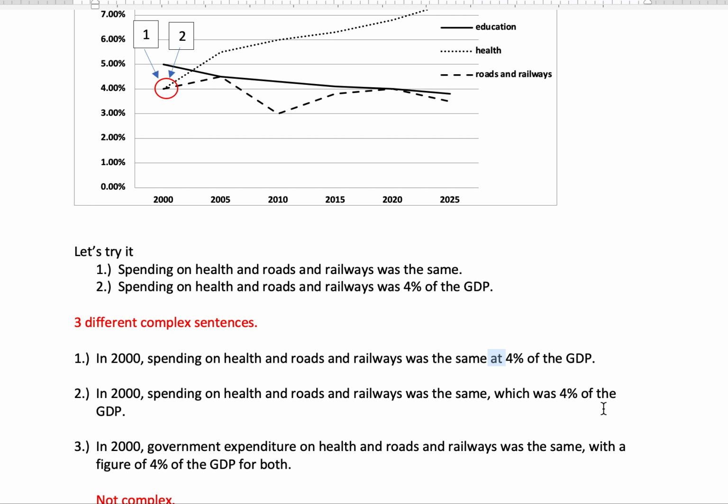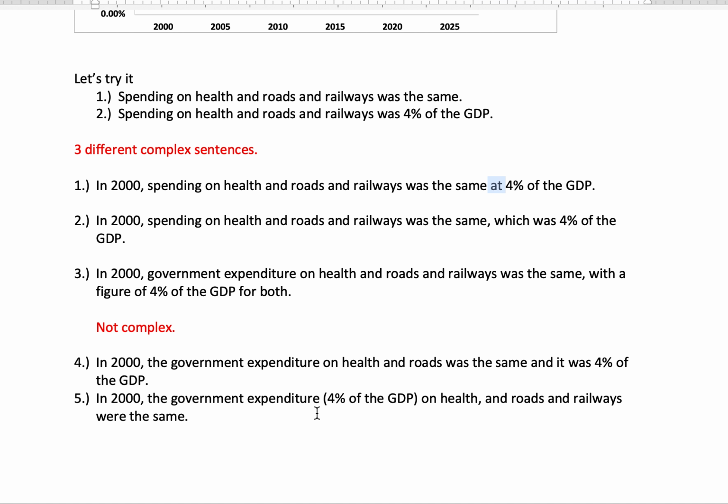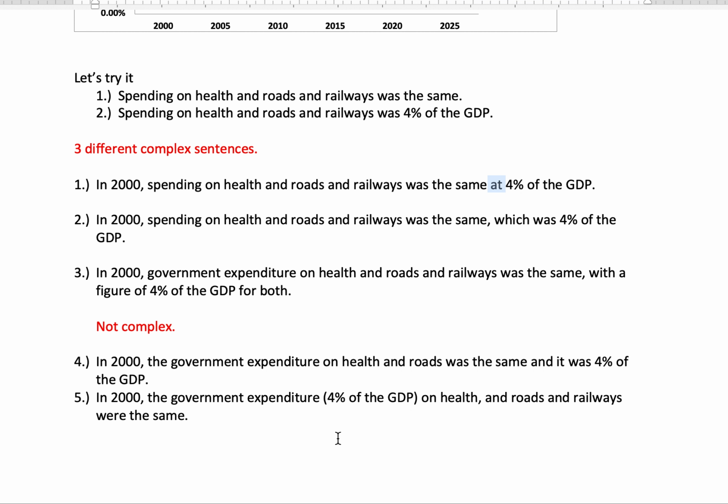the GDP. In 2000, government expenditure on health and roads and railways was the same, with a figure of 4% of the GDP for both. So now you can see it is the same thing which we practiced earlier. You can say this in three different ways and you can practice it in two more ways. One is by using a compound sentence and one is by making it into a simple sentence.